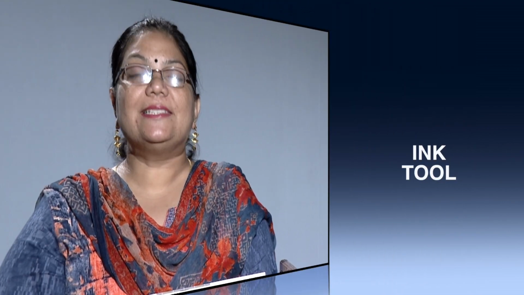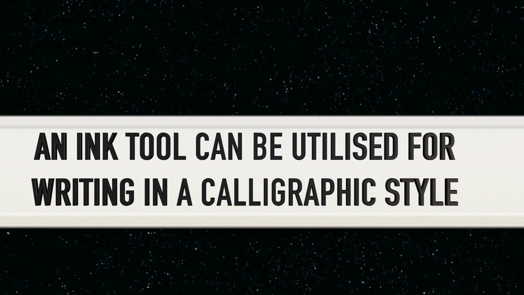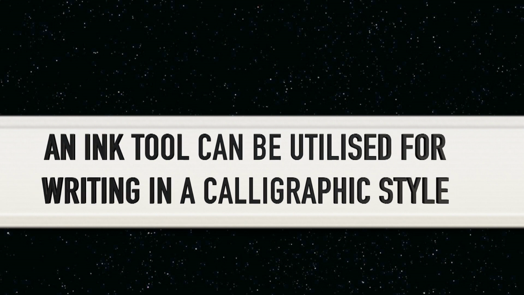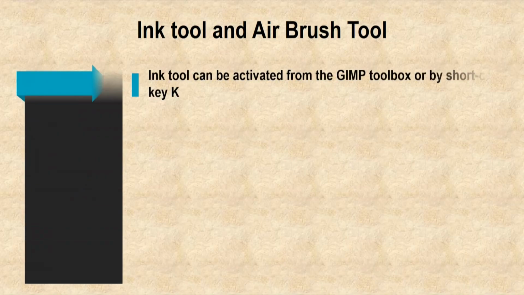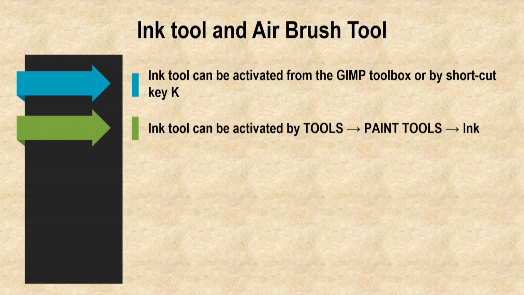The next tool is ink tool, and ink tool can be utilized for writing in a calligraphic style, or you can say we can paint in a calligraphic style. Ink tool can be activated again from the GIMP toolbox or by making use of shortcut key capital K, and it can also be started from the tools menu, then paint tools option and then ink option.